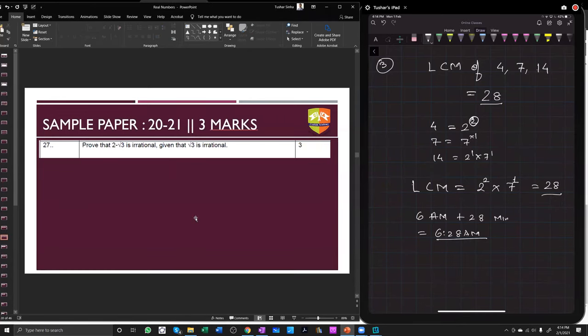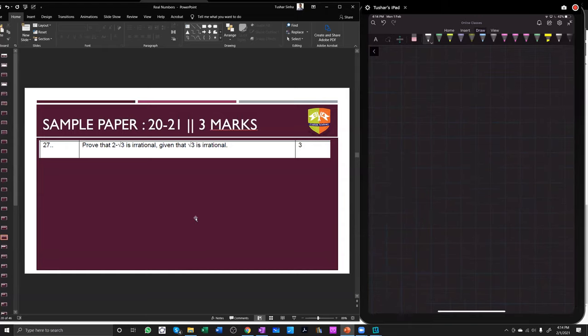This is another: prove that 2 minus root 3 is irrational, given that root 3 is irrational. Given that, so this is important. They have already given that root 3 is irrational. So how to do such questions, you now know. Question number 4. Here, given that root 3 is an irrational number, you don't need to prove it separately. In such questions, you use the contradiction method. So we have to prove 2 minus root 3 is also an irrational number.